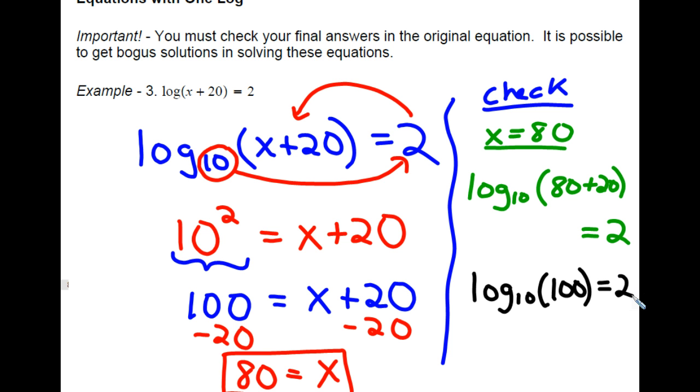And remember what a logarithm is. It's asking how many powers of the base does it take to equal the thing inside the logarithm. So in this case, we're asking how many powers of 10 does it take to equal 100? The answer is 2, and so the equation is satisfied. All right, moving on to the next example.